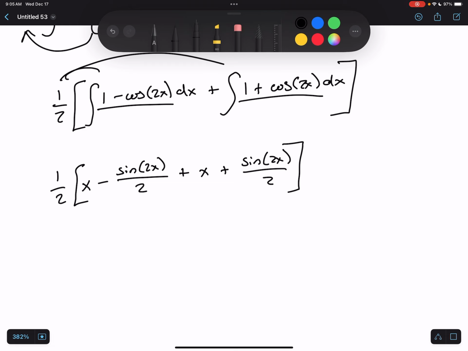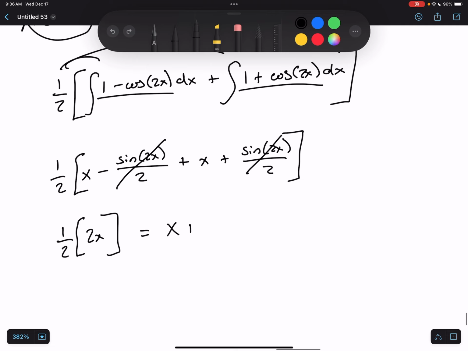x plus x would be 1/2 out front times 2x. Negative sine 2x over 2 plus positive sine 2x over 2 cancels, so that would be 0. So we are left with 1/2 times 2x, which is simply x. And we mustn't forget to add a constant because we're dealing with indefinite integrals with no limits or bounds. And this is the result of our integral.